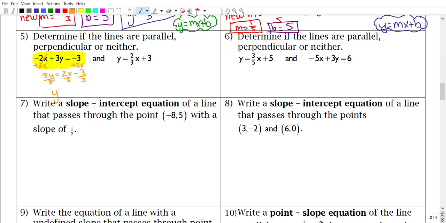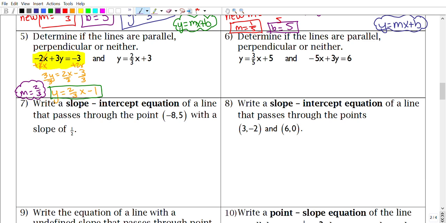I get y equals 2/3 x minus 1, and this is my rewritten equation. Okay? So what is my slope in this equation? Well, it's m equals 2/3. So I'm just going to go ahead and write that off on the side.